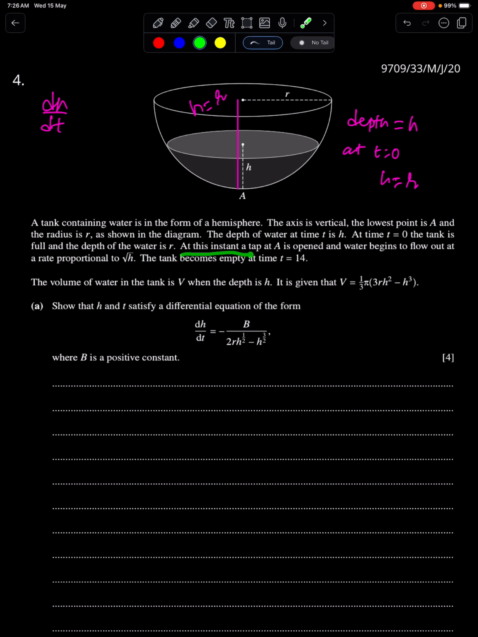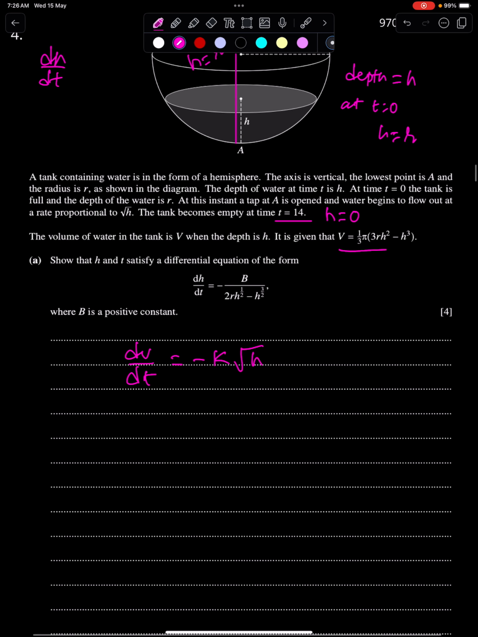At this instant, a tap, it's mentioned full and the depth of the water is r. At this instant, a tap at A is opened and water begins to flow out at a rate proportional to under root h. Flow out means negative, means dv upon dt is negative k under root h. The tank becomes empty at t1. That means at t1 the depth is 0.